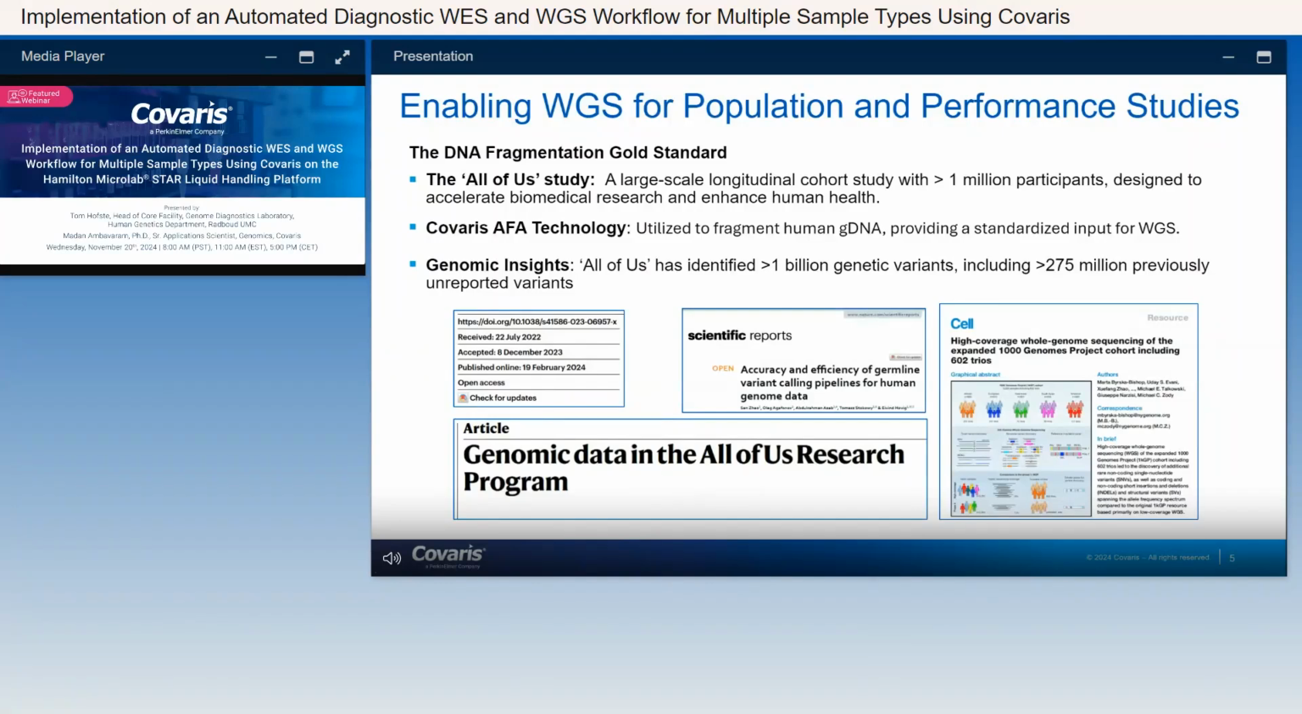As many of you may know, the All of Us research program is a comprehensive longitudinal cohort study involving about 1 million participants, which is aimed at advancing biomedical research and improving health outcomes for all of us. This program has identified more than 1 billion genetic variants, which includes approximately 275 million previously unreported variants. Findings from this initiative have been extensively published in several peer-reviewed journals. A couple of them are highlighted in these sections as well.